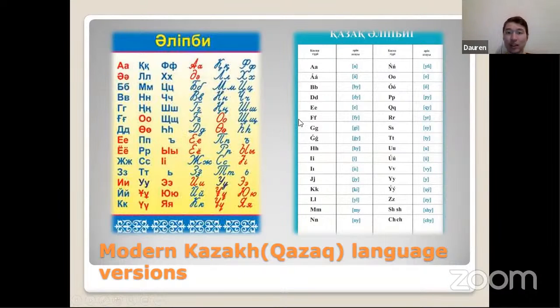And here's the new alphabet that was approved by the government, but I think it will change again, because many, myself included, don't like this version of the alphabet, because of these U and O letters, I don't know. It's really hard for me to read. What about you guys? Do you think it's kind of difficult?